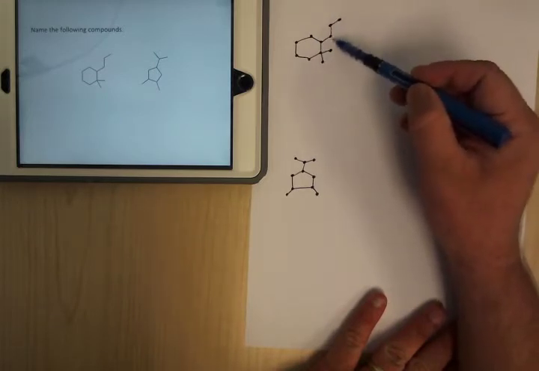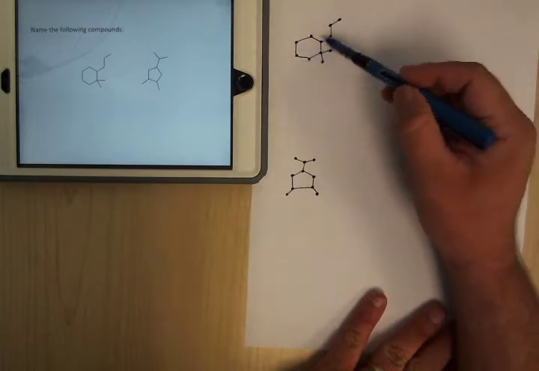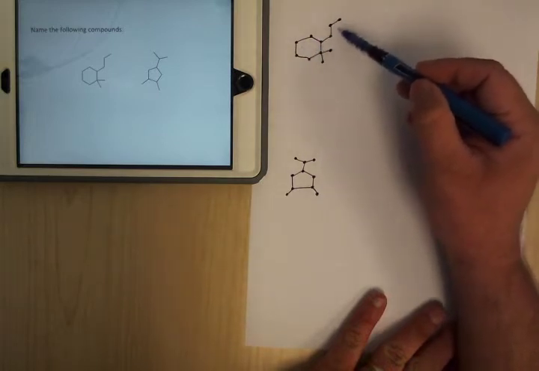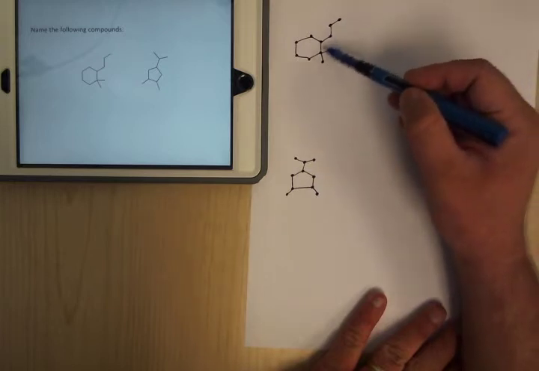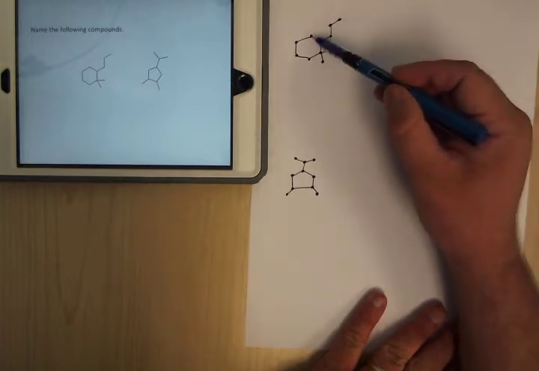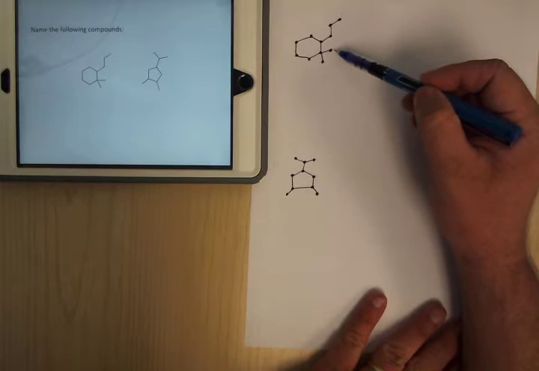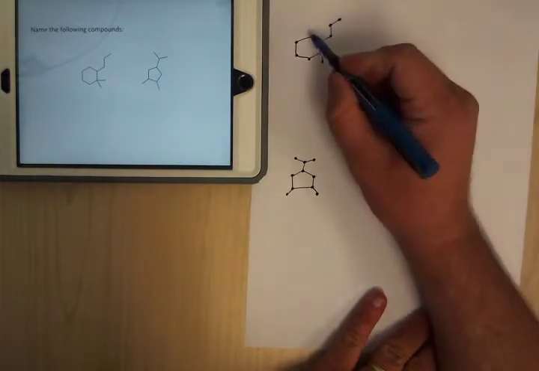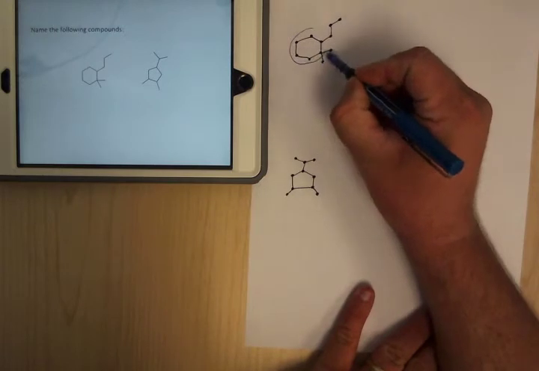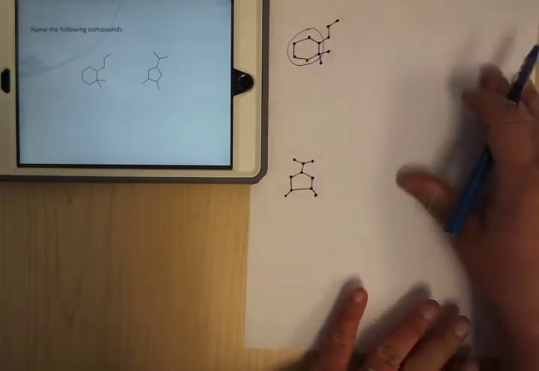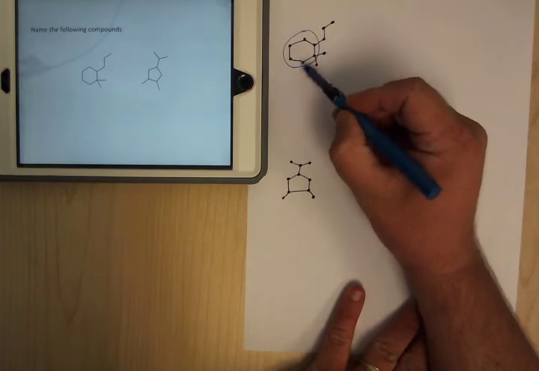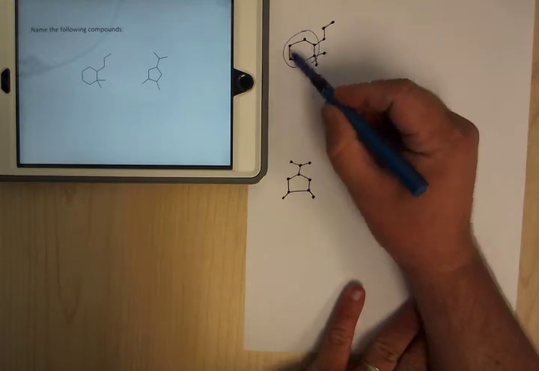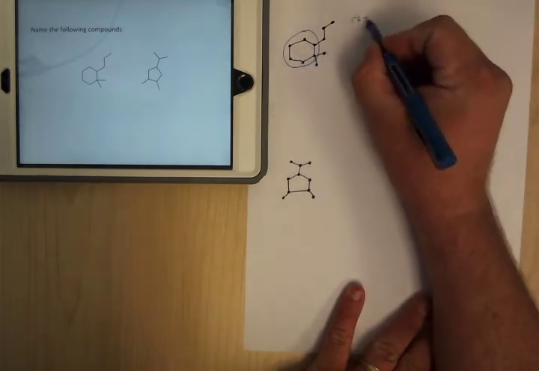You have to make sure that the chain isn't longer than the ring. If you have a chain longer than the ring, the chain wins. But right here, we have a 6-membered ring, and then we have a 1, a 1, a 1, and a 3-membered chain. So here the ring wins. So we have 1, 2, 3, 4, 5, 6. You just do the ring. So we see 6.